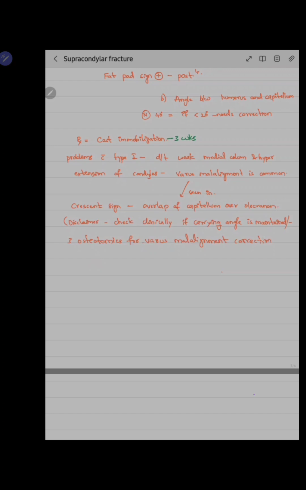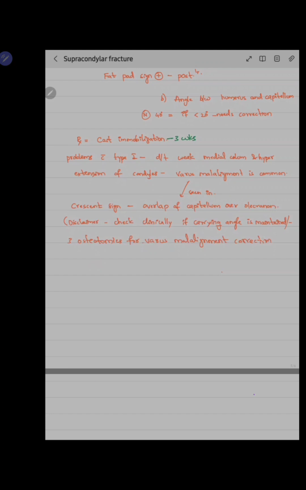How do we say whether this should be corrected or not? That is told by the carrying angle. If the carrying angle is maintained, there is no need to correct it. If the carrying angle is getting disrupted, then you have to give importance to the crescent sign. That means if the carrying angle is disturbed and you also see the crescent sign, then it is definitive that you have to look for the varus malalignment and fix it.